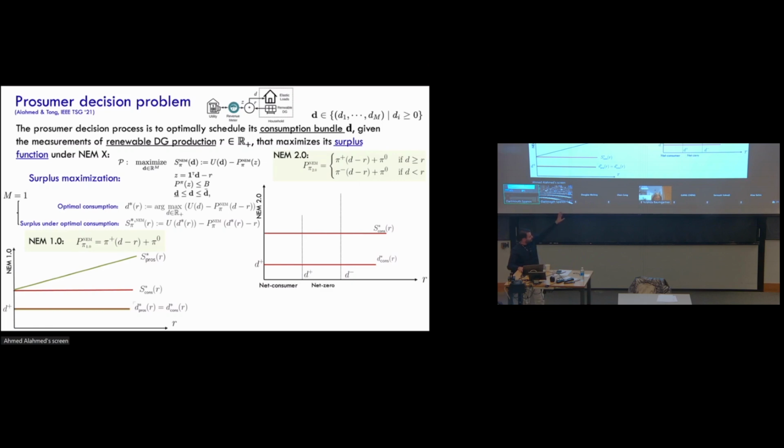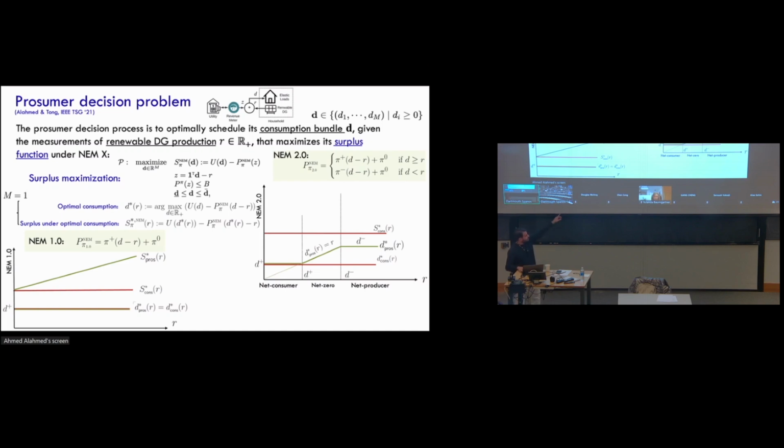The first zone is the net consumption zone. The second zone is when the renewable falls between the two thresholds. We call this the net zero zone. And the third zone is when your renewable is high enough to be higher than the high threshold, D minus. Then this is called the net production zone. The optimal consumption looks like this. It is a monotonically increasing function of the renewable generation. This is really intuitive. It says that you are inclined to increase your consumption when you have more supply. When you have more generation, you're going to consume more.